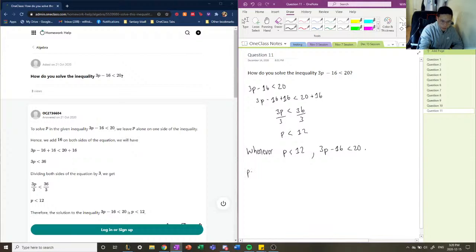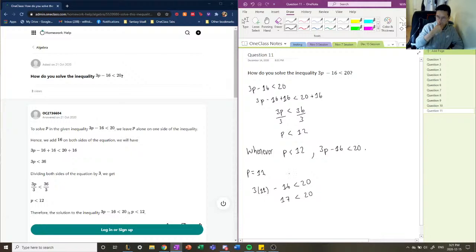Let's say if p is equal to 11, then 3 times 11 minus 16 is less than 20. So 33 minus 16 is 17, and 17 is less than 20, so that's correct. But what about if p is equal to 13? Then it'll be 39 minus 16, and we would get 23. So p less than 12 is the correct answer for this inequality.